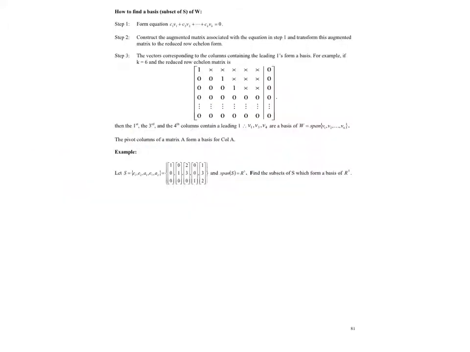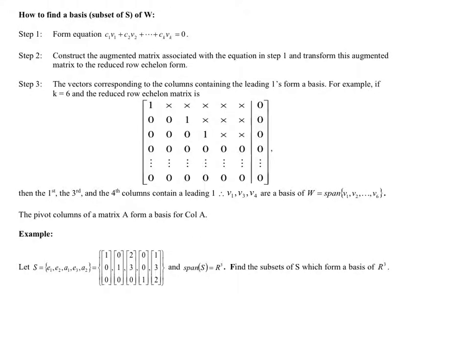All right, so the process for finding a basis: you form a linear combination, homogeneous, set it equal to 0, and construct the augmented matrix associated with that equation. The vectors corresponding with the columns containing the leading ones form a basis. And so that's what we were talking about. We were kind of building towards this. It's just telling us find the pivots, but then go back to the original matrix and identify what those vectors were corresponding with those pivots, and that'll give you the actual basis for that vector space.